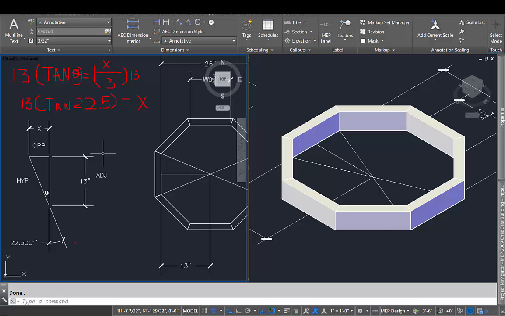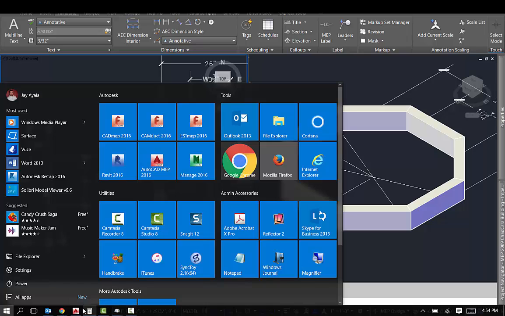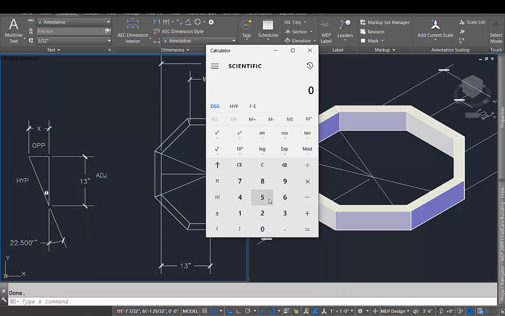All right, let's do the math. Let me bring up my calculator. Let's just start all over. 22.5, and I'm using a scientific calculator that brings up my tangent, my cosine, and my sine. So let's do 22.5, the tangent of that. That results in this funky number. And then let's multiply that by 13. So that equals 5.38477631 and so on. So it's 5.3 is what the number is.